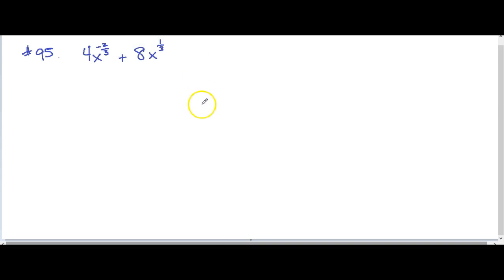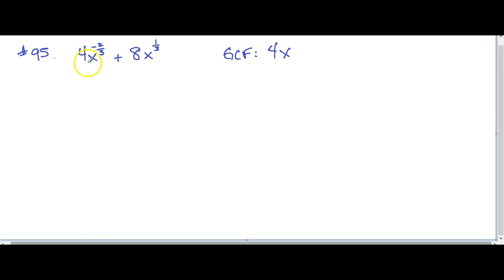So here we are in question number 95, and we want to factor out this expression that contains algebraic terms where our exponents are fractional and negative. So the first thing that we always do is the greatest common factor, which in this case is going to be, well, x for sure, because that's common for both terms. 4 is also common for both terms. 4 goes into the coefficient here, and it also goes into the coefficient here for 8.